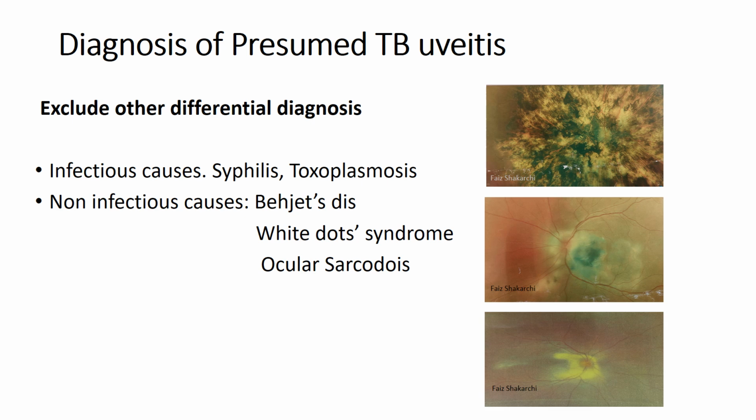White dot syndromes are important non-infectious differential diagnoses. White dot syndromes are never associated with granulomatous anterior uveitis. Vitritis and retinal vasculitis, if present, are usually mild, and the lesions are limited to the posterior pole, rarely extending to involve the periphery. Sarcoidosis is very rare in our community. Patients with sarcoidosis usually have specific chest X-ray and CT findings.